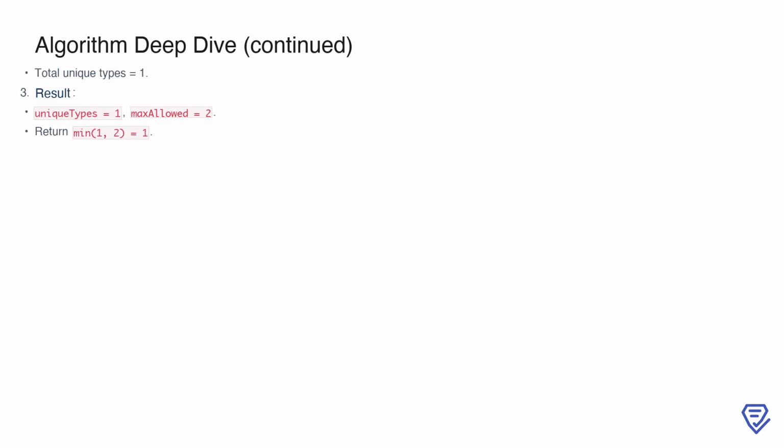In the edge case where all candies are of the same type, the total number of unique types is 1. Here, unique types equals 1, and max allowed equals 2. Since we return the smaller value between these two, the result is min(1, 2) equals 1. This makes sense because even though Alice is allowed to eat up to 2 candies, she only has one unique type available. By following this approach, we handle both typical inputs and edge cases efficiently, ensuring that we always return the correct maximum number of unique candy types Alice can consume.